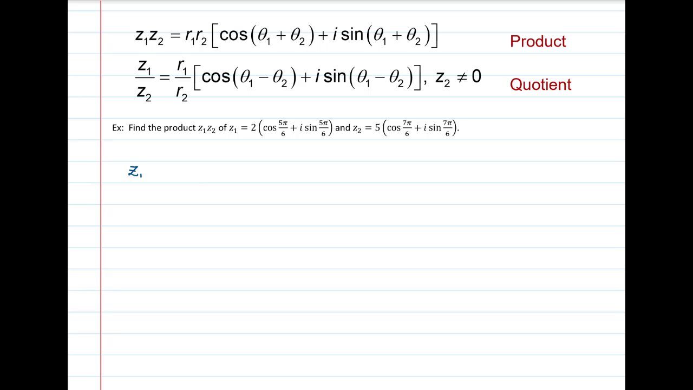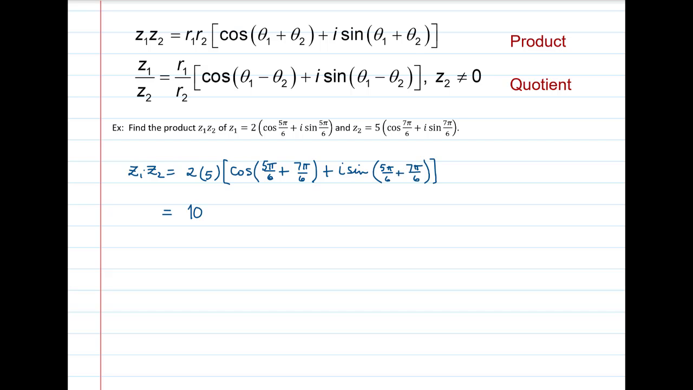Find the product z1 times z2, and they give us z1 equal to 2 times cosine of 5 pi over 6 plus i sine 5 pi over 6. And z2 is equal to 5 cosine 7 pi over 6 plus i sine of 7 pi over 6. Okay, using the formula here, I'm going to get the product of the two moduli, 2 times 5, and then times cosine of the sum of the two arguments. The first argument is 5 pi over 6, the second one is 7 pi over 6, and the same thing for sine. We have plus i sine of the same sum.